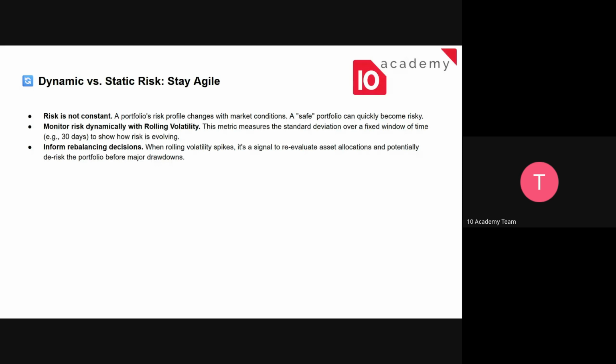Since the volatility is rolling, we need to move dynamically with it and inform rebalancing decisions. When rolling volatility spikes, it's a signal to reevaluate asset allocations and potentially de-risk the portfolio before major drawdowns.